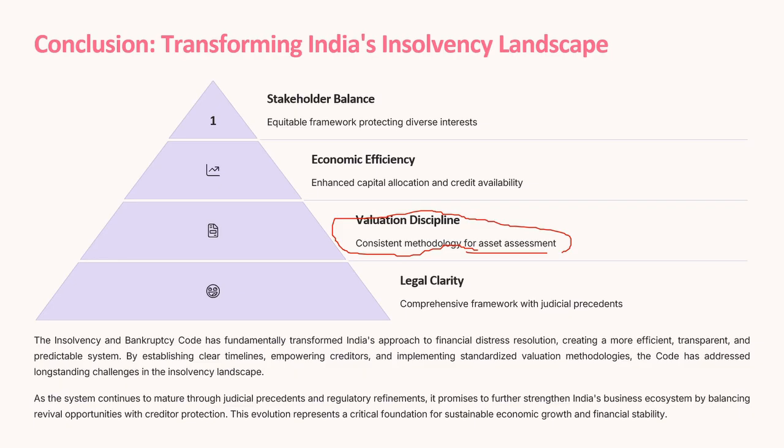So the Insolvency and Bankruptcy Code has fundamentally transformed India's approach to financial distress resolution, creating a more efficient, transparent, and predictable system. By establishing clear timelines, empowering creditors, and implementing standardized valuation methodologies, the code has addressed long-standing challenges in the insolvency landscape. As the system continues to mature through judicial precedents and regulatory refinements, it promises to further strengthen India's business ecosystem by balancing revival opportunities with creditors' protection. The evolution represents a critical foundation for sustainable growth and financial stability.